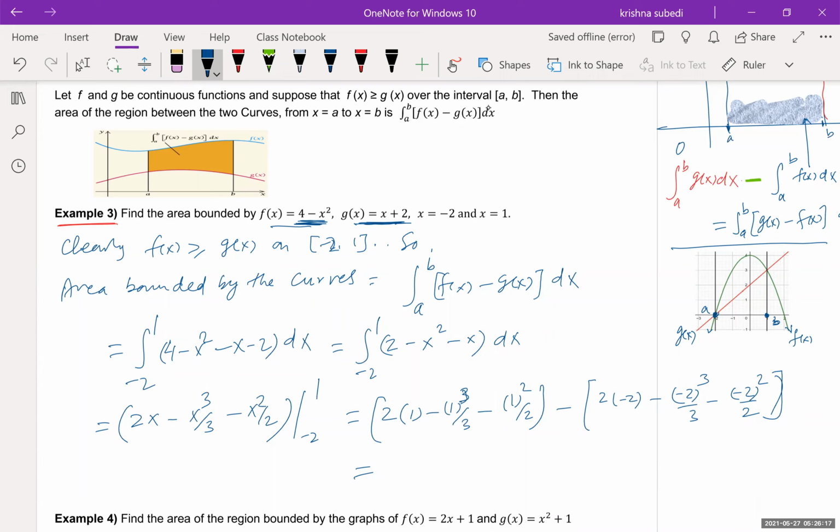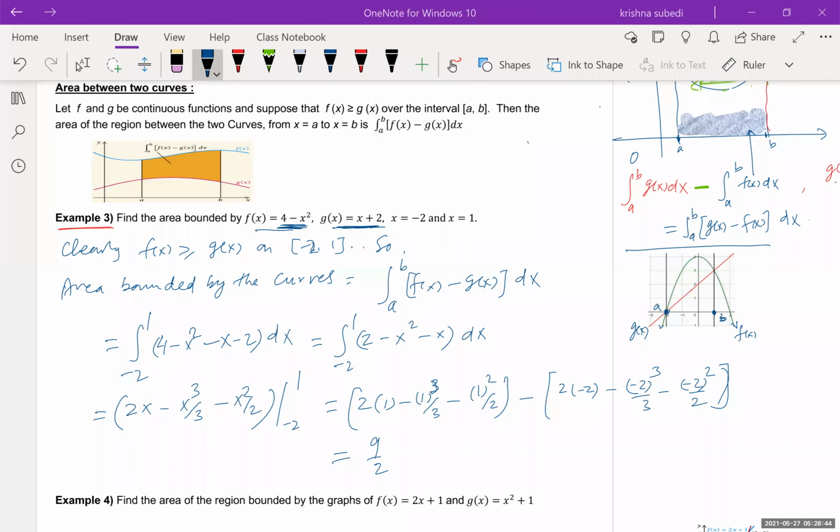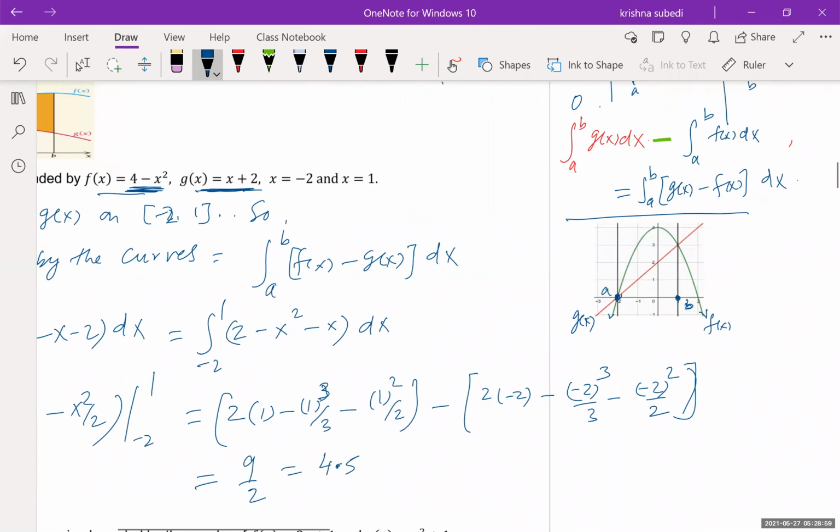And my calculator tells me it is 9/2, but I want to verify my answer with you guys. So can you tell me whether you got the same thing? Just answer in the chat box, please. Okay, if you have any question, let me know. So this is what we got: 4.5 is the area bounded by the curves. So if you look at this graphically, we are talking about this area right here. So this area is 4.5.